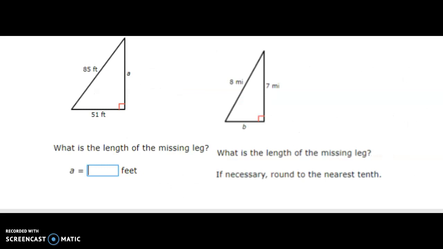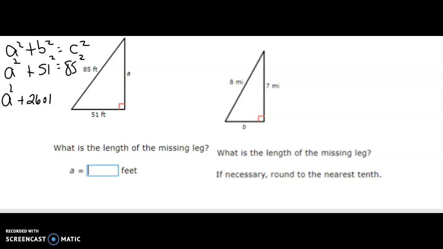Now we're going to find missing legs. And in this case, we are missing a. So a squared plus b squared equals c squared. It did not give us a, but b is 51. Don't forget the little 2 up there because we're squaring it. And the c, we're going to square it. So we're going to grab a handy dandy calculator, and we're going to do 51 squared and get 2601. And then we're going to do 85 squared and get 7225.